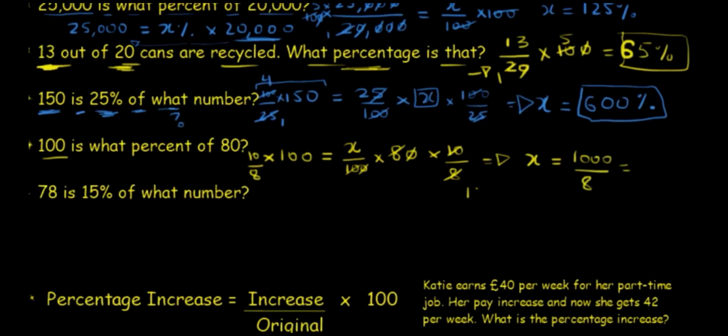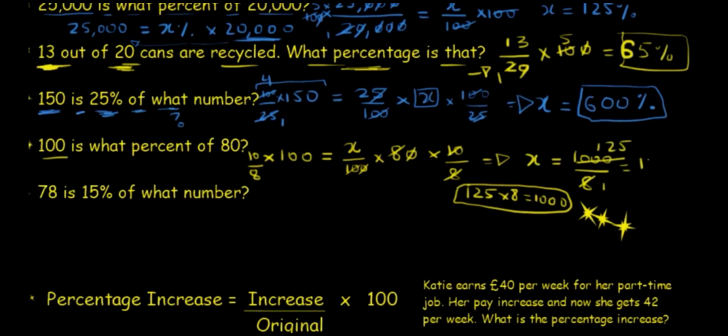I know that one. We did that a few days ago. 125 times 8 is 1,000, something that we must know. It comes up a lot. So this is a product that we do need to know. So 8 times 1 is 8, and 8 times 125 is 1,000. So that's 125%. Last question: 78 is 15% of what number?